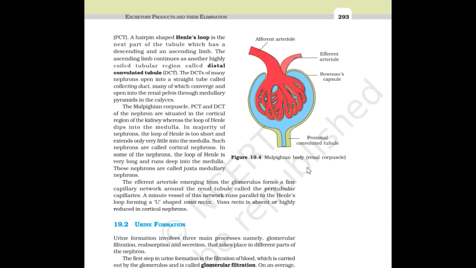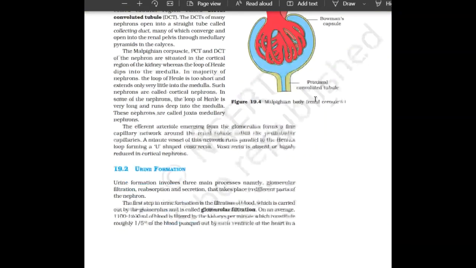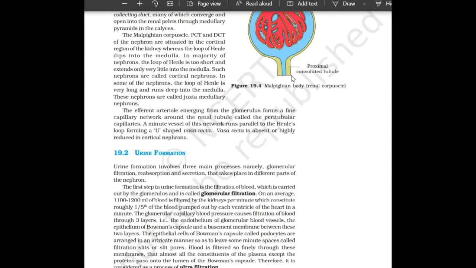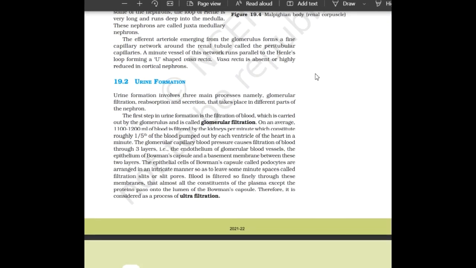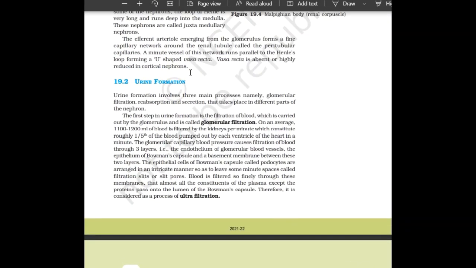Let us see the figure of the Malpighian body, also called the renal corpuscle. Here they represent an afferent arteriole and Bowman's capsule. Here is the PCT, proximal convoluted tubule. Let us see the process of urine formation.